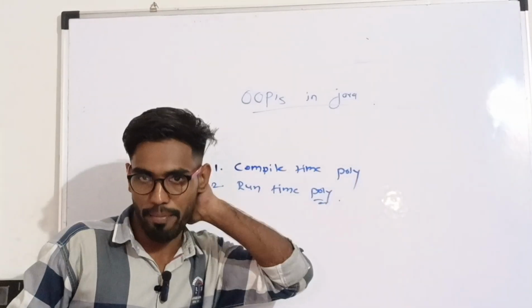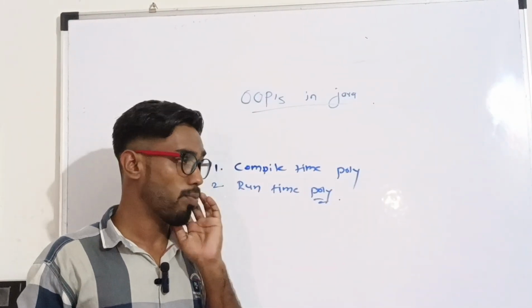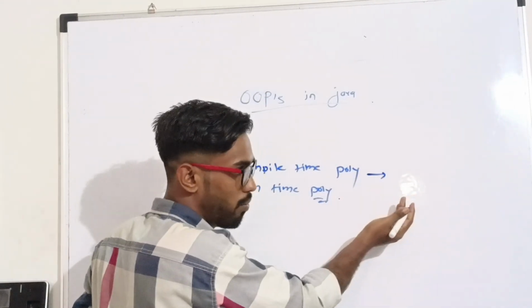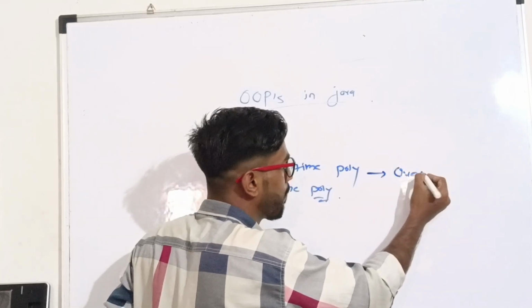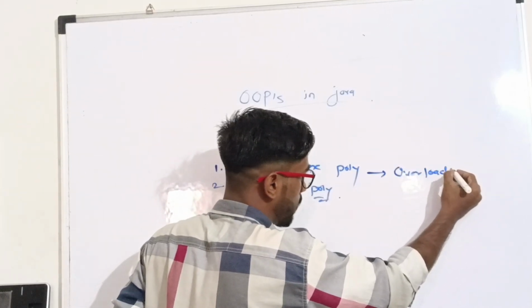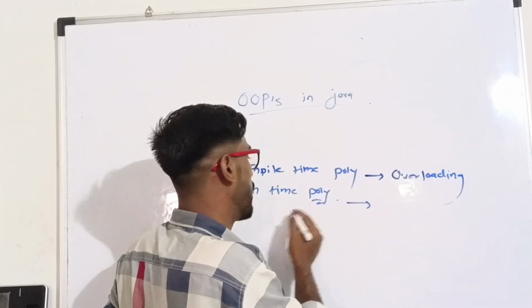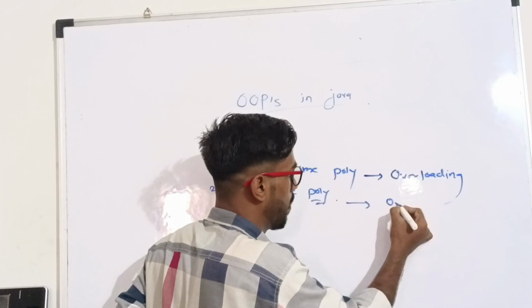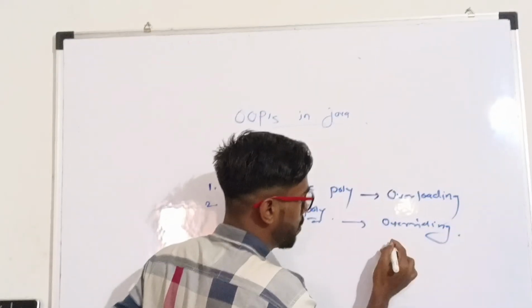So what is compile time polymorphism? In compile time polymorphism there is one of the most important concepts in Java, overloading. We can achieve overloading at compile time, and there is another concept, runtime polymorphism, which is overriding.